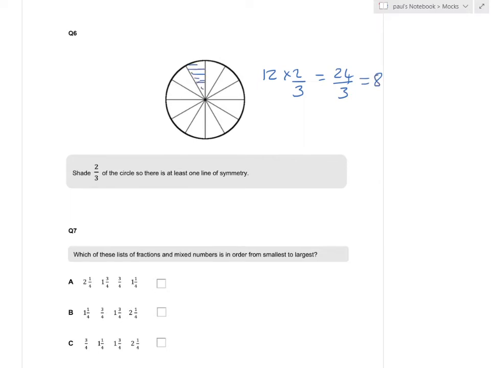So 1, 2, 3, 4, and I'll do it down here so we get a line of symmetry. 2, 3, 4. So we've got a line of symmetry that goes that way and a line of symmetry that goes that way. So we have at least one line of symmetry.